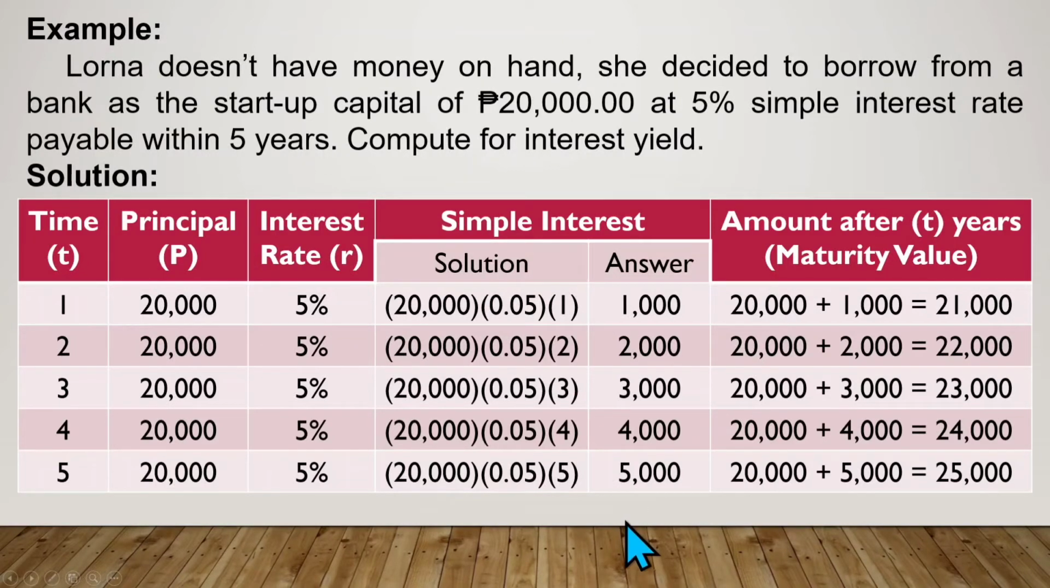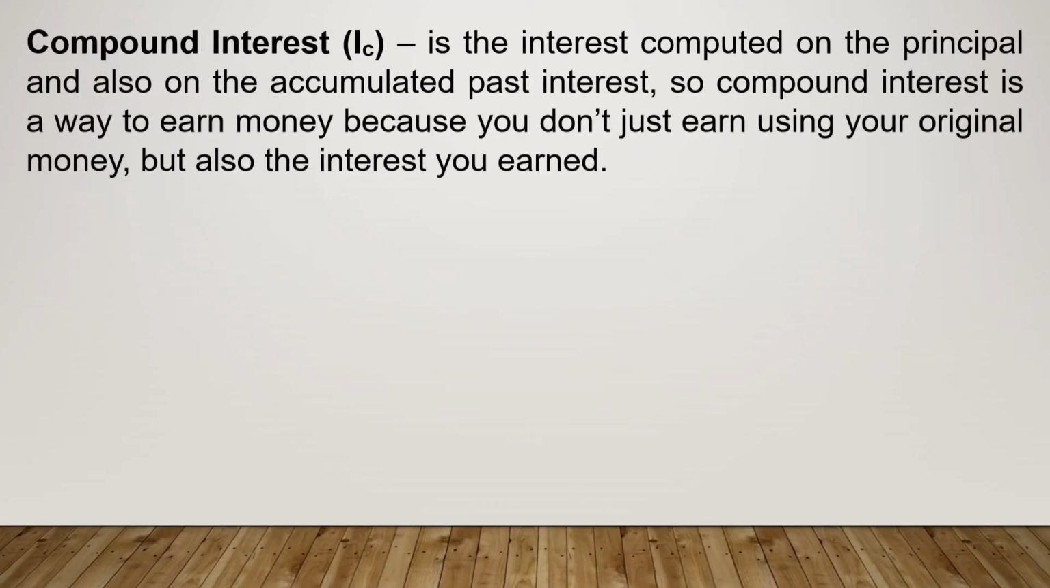Okay po. Next, we have the compound interest, or capital I sub C. It is the interest computed on the principal and also on the accumulated past interest. So compound interest is a way to earn money because you don't just earn using your original money, but also the interest you earn.